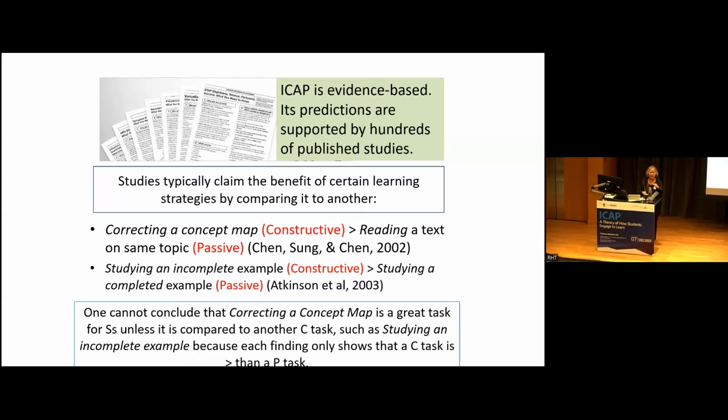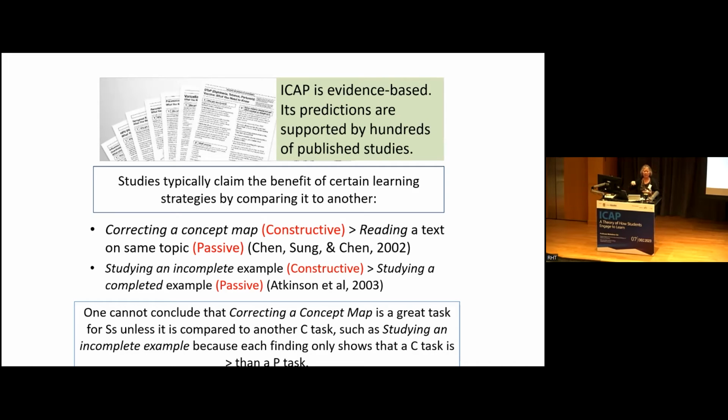To really, truly claim that correcting a concept map is an excellent strategy, you need to compare it with another constructive activity, such as studying an incomplete example. People don't usually do that. They usually compare to a passive or active activity. So my point is only that you cannot conclude that correcting a concept map is really a great task for students, because you're not comparing it with the right control condition. Moreover, all these results can be explained by ICAP's predictions.